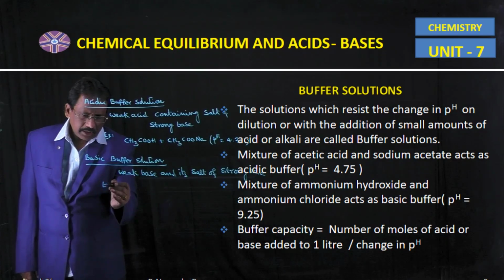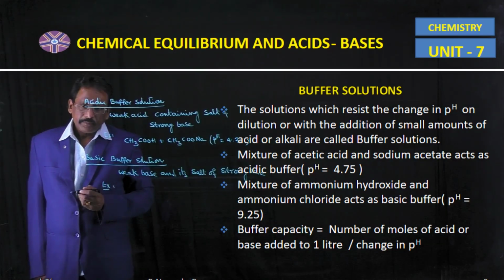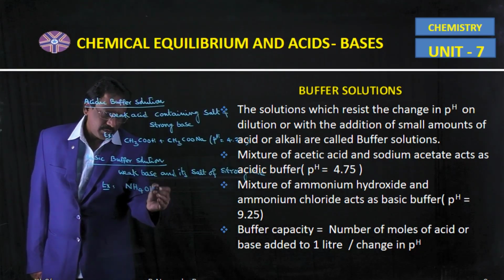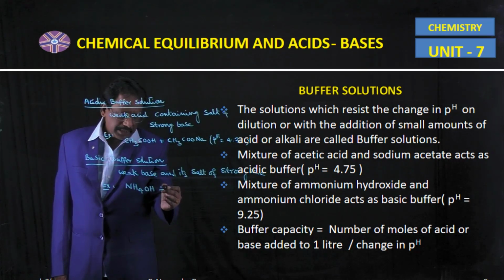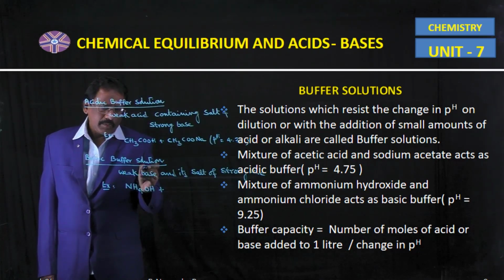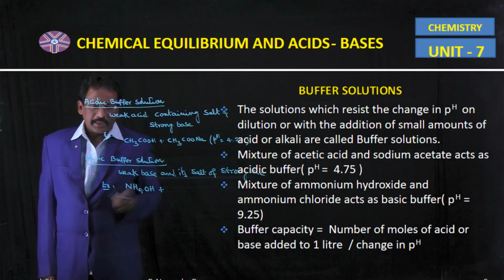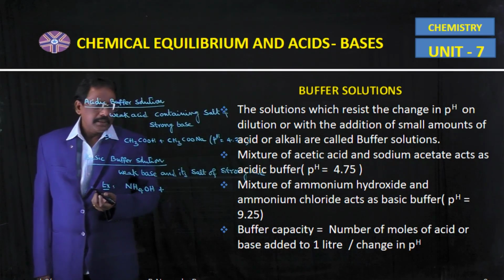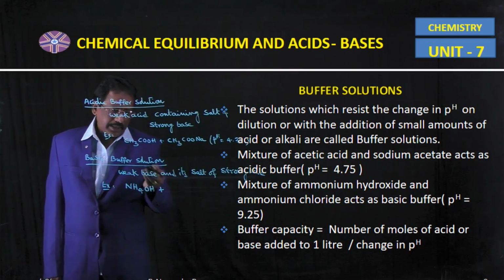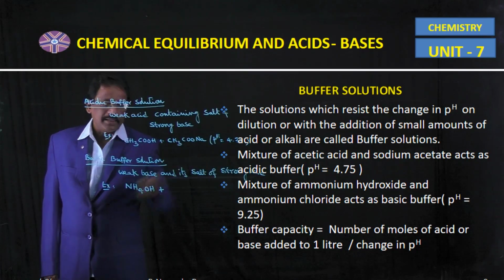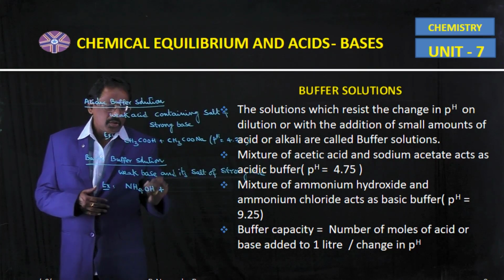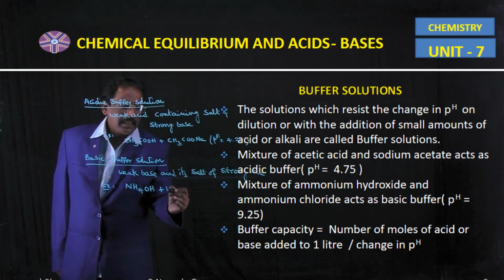For example, weak base ammonium hydroxide plus its salt of strong acid. That means when ammonium hydroxide is added to the strong acid like HCl, the salt is ammonium chloride.